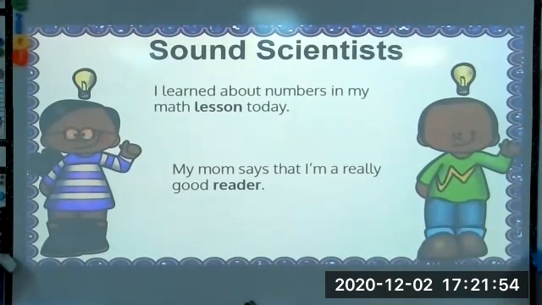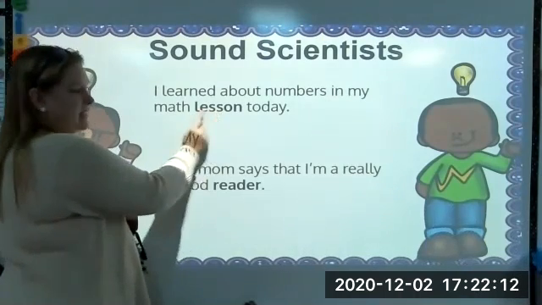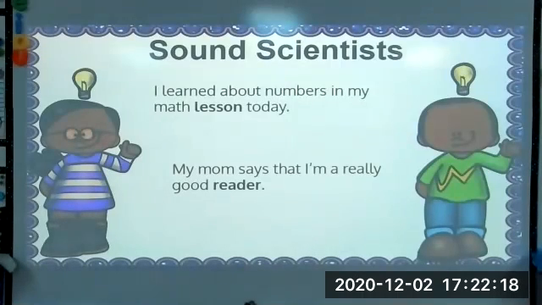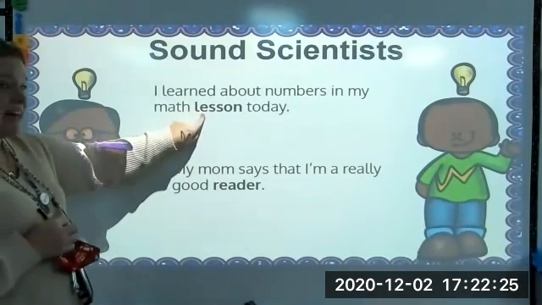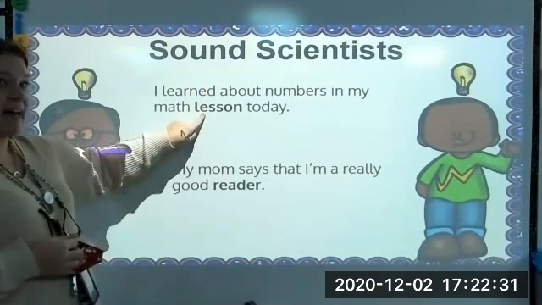How many sounds are in that first syllable? Yes, we have 3 sounds in the first syllable. And what are those sounds? We have l, e, s. Those are the 3 sounds in the first syllable. What's the vowel sound in that first syllable? That's right, it's the eh, not the e. E is the letter. The vowel sound is eh.